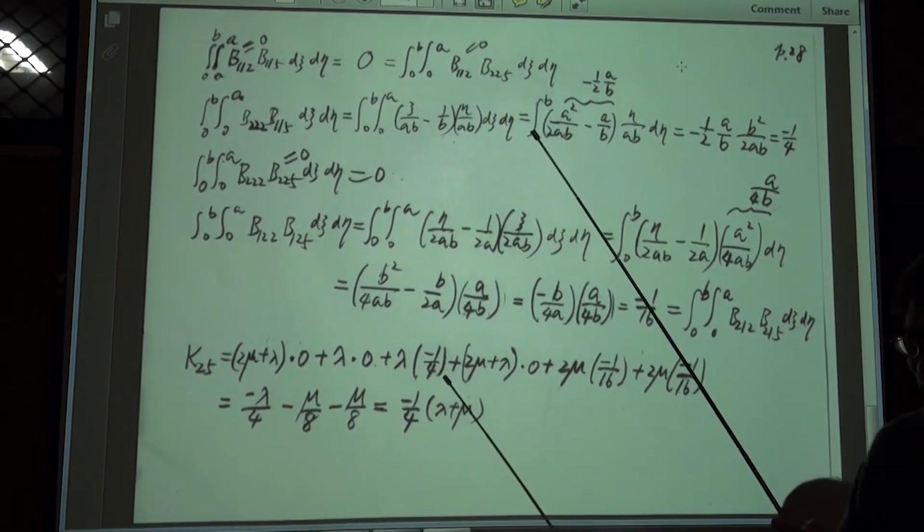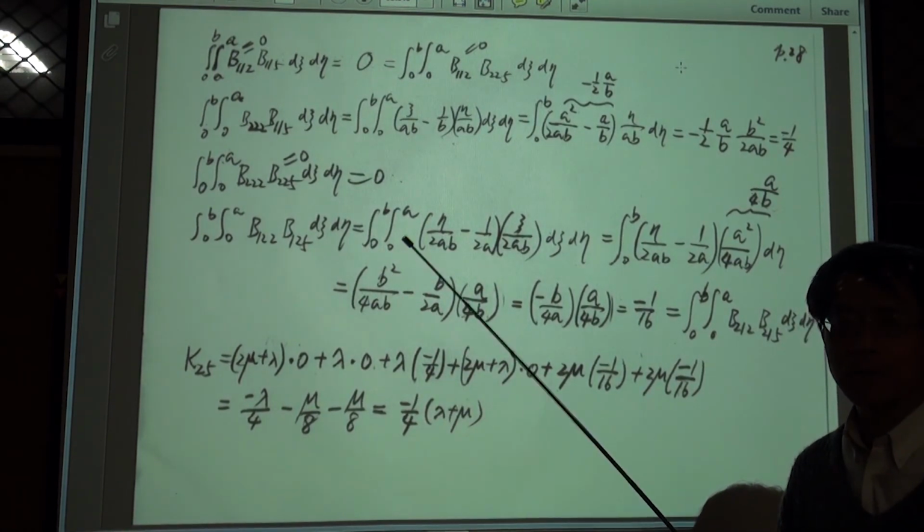It is an easy calculation you can follow by yourself.